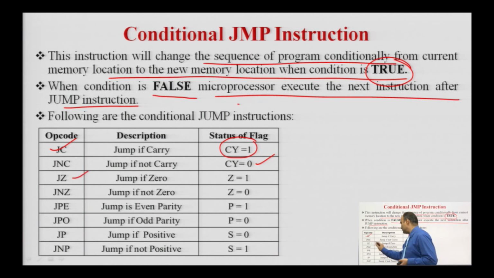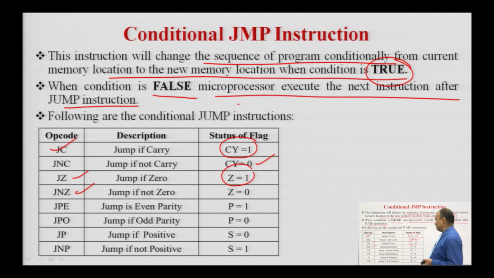Next is jump if zero. Jump if zero means if the zero flag is set to 1, then the processor will transfer the control from the current memory location to the new memory location which is specified with the instruction. Next is JNZ address, jump if not zero. If the zero flag is reset, then the processor will transfer the control from the current memory location to the new memory location which is specified with the instruction.